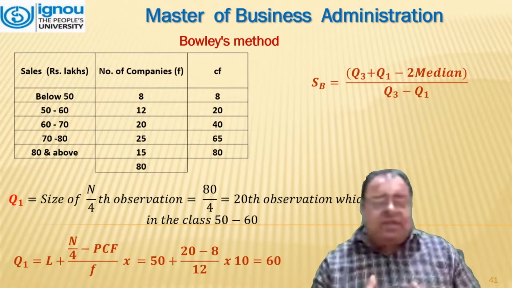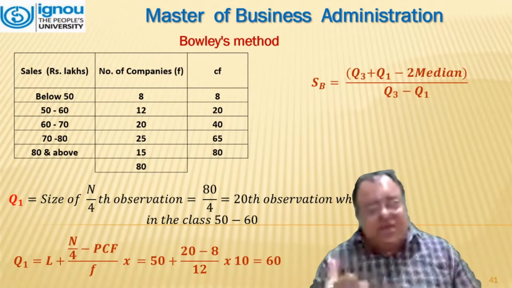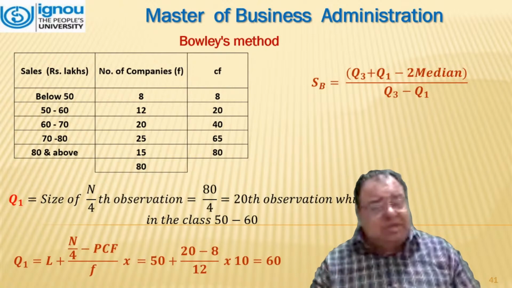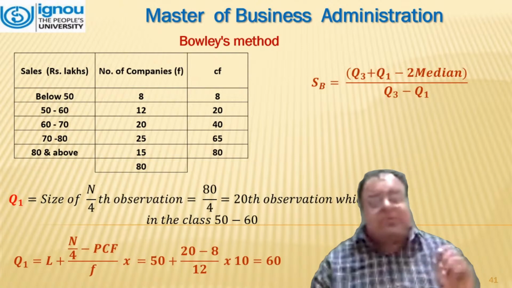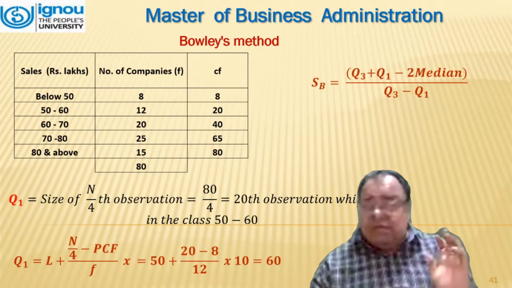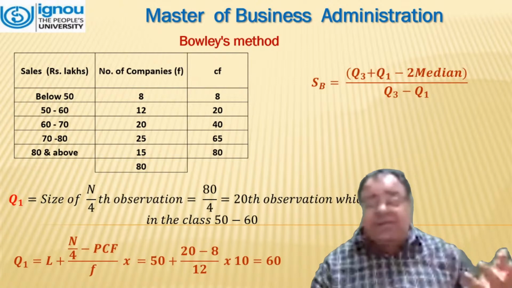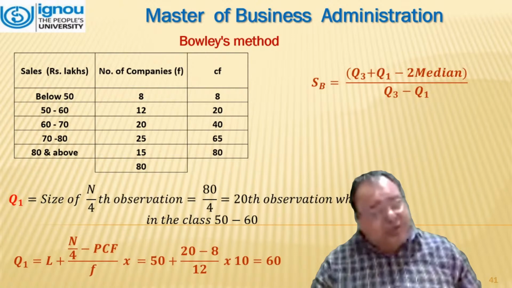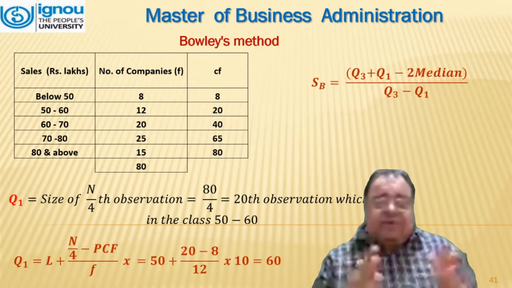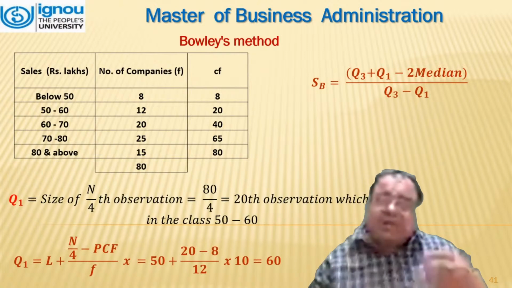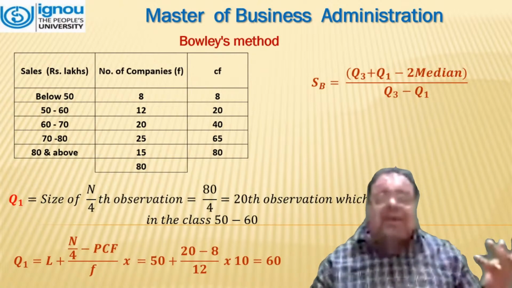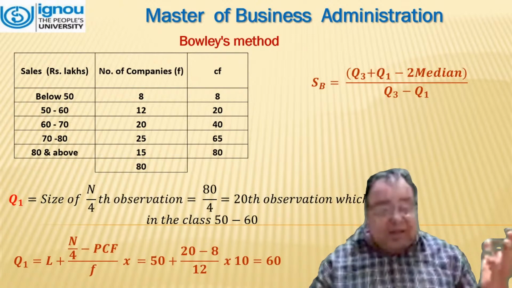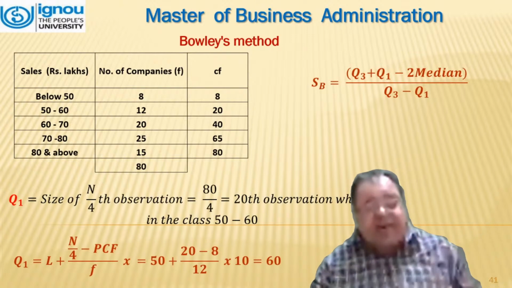If this data is given to us, that means sales is given, the number of companies F is given, and CF. Now, if you remember in Bowley's method, we have to evaluate quartiles because that is the relation between quartiles. That is Q3 plus Q1 minus 2Q2, that is the median, divided by Q3 minus Q1. Now, here we will see how the formula we just heard is applied.